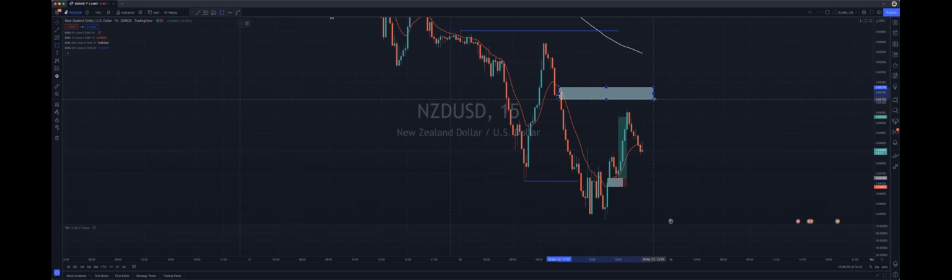You could have targeted this order block as a take profit area, but price missed that order block by a few pips and just started pulling back.